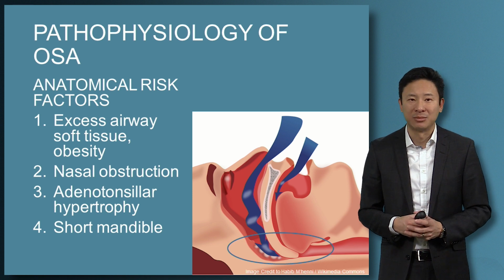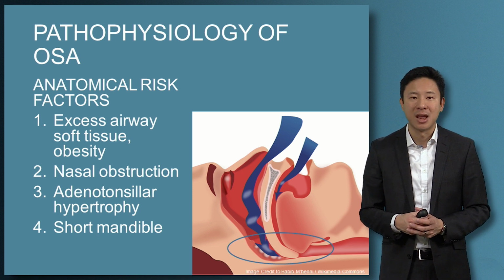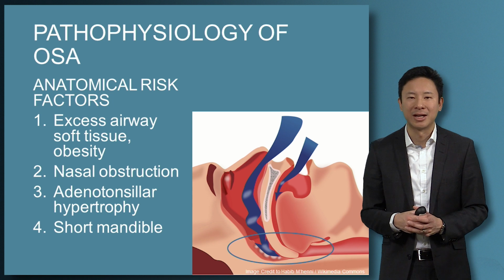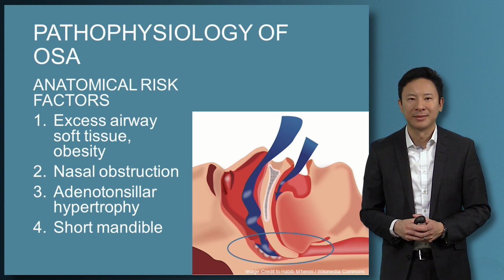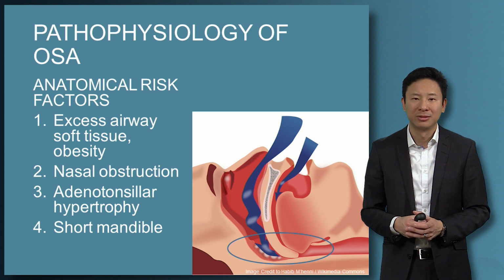There are a number of anatomical risk factors that can increase the risk of that airway collapsing. The first of these would be excess airway soft tissue, which is often the case in people with obesity. The second would be nasal obstruction, and the third would be adenotonsillar hypertrophy. A short mandible can often also increase the risk of having obstructive sleep apnea.